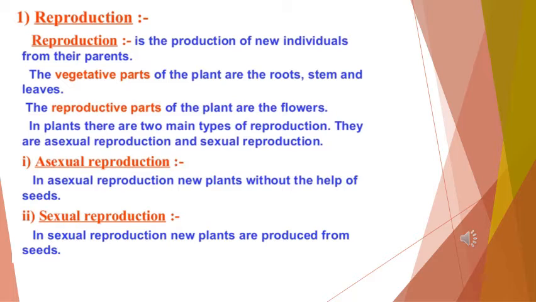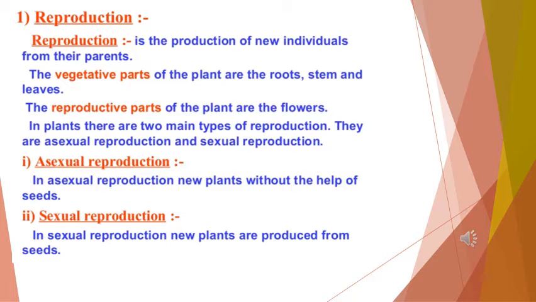Let us first understand what is reproduction. Reproduction is the production of new individuals from their parents. The species of the same organisms need to mate together to reproduce a new offspring. There are two types of parts in a plant, vegetative parts and the reproductive parts. Vegetative parts of the plant are root, stem and leaves, and the reproductive part of the plant are flowers.